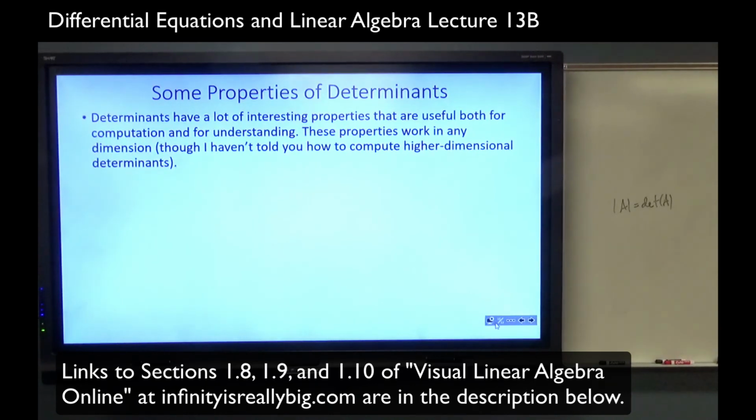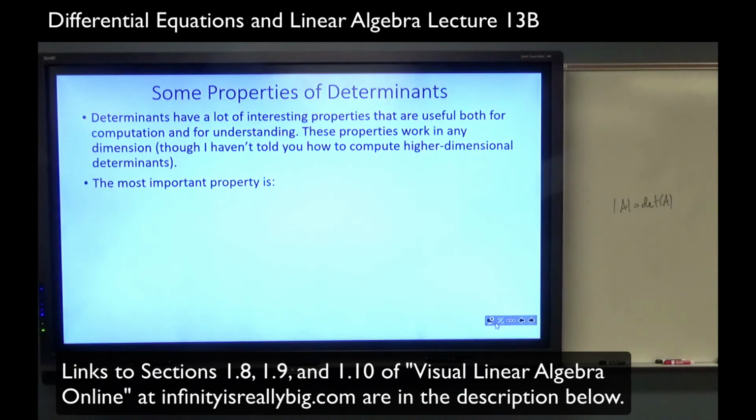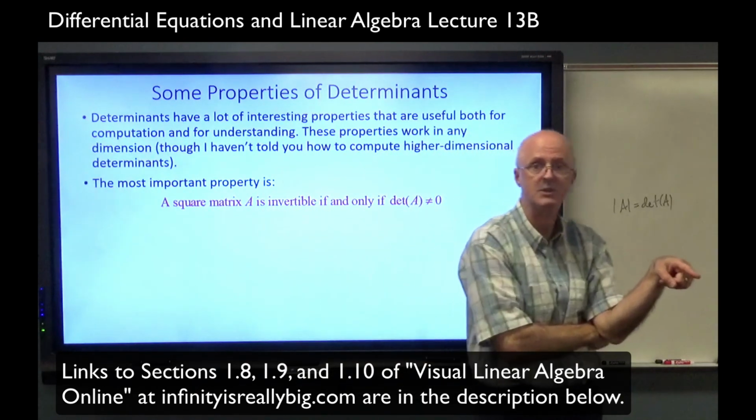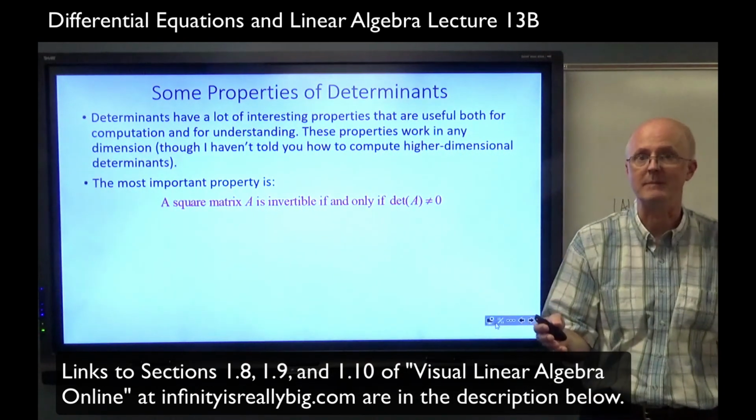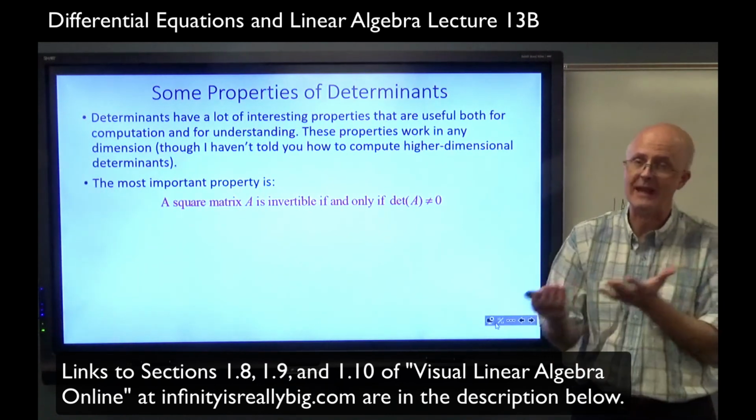Determinants have a lot of interesting properties, and they are interesting, that are both useful, both for computation and understanding. These properties work in any dimension, well, most of them do at least. Though I haven't told you how to compute higher dimensional determinants yet, for 4x4 and 5x5 and 6x6 matrices, etc. The most important property is that a square matrix A is invertible if and only if its determinant is non-zero. That applies to any dimensions, including the 3x3 formula that I showed you. That 3x3 matrix will be invertible if and only if that crazy expression is non-zero. So if the expression is zero, then A will not be invertible.